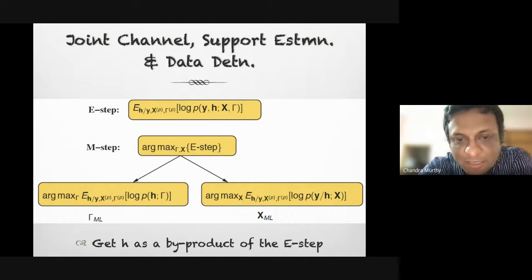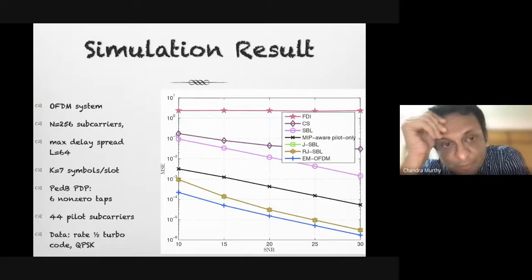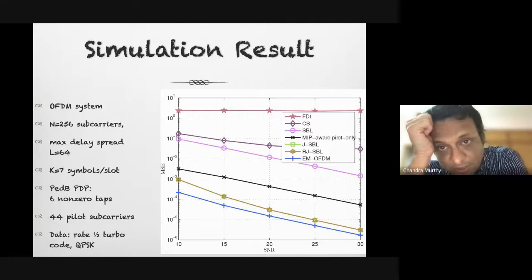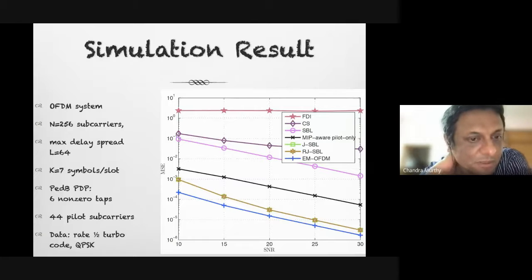It turns out that the E step splits into two separate E steps, one for updating this gamma and the other for updating the estimates of the data symbols X on the data subcarriers. Here's a simulation result of the mean squared error in channel estimation. This considers an OFDM system with 256 subcarriers. The maximum delay spread of the channel is taken to be 64, but it is a pedestrian B power delay profile, which is one of the 3GPP specified channel models, which has 6 non-zero taps.